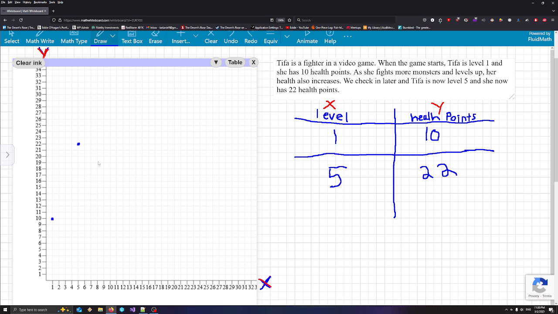So there, we have 2 points on our graph already. And if we want, we can draw a line that goes straight through it to connect the dots. So why don't we do that? Why don't we just connect the dots?